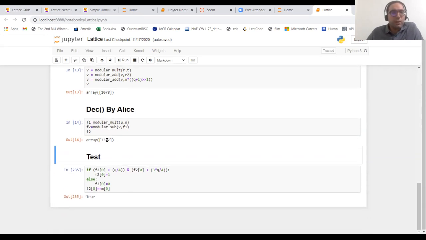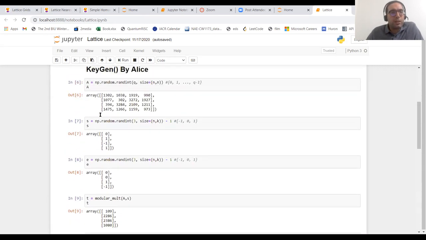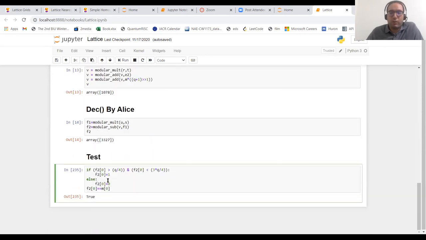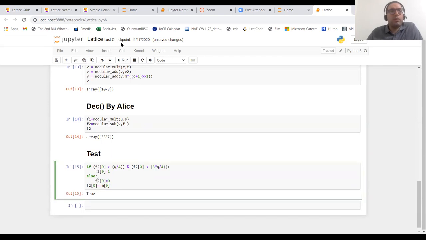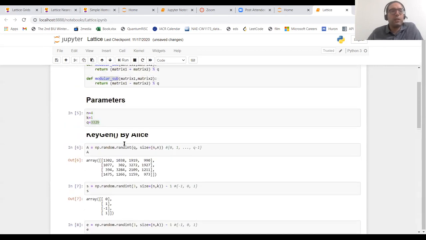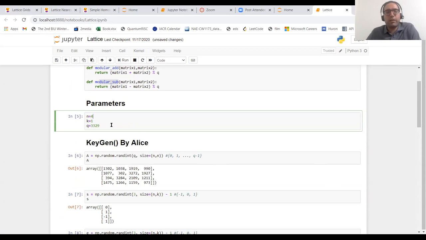So here the value is rounded to zero. And as you see here, the message M is also equal to zero, therefore they have the same message value, so the result will be true. You can run it for different values and different random values to see how lattice-based crypto works. You can increase the size of N or decrease it to see how a real-world crypto system can be implemented in our daily applications.